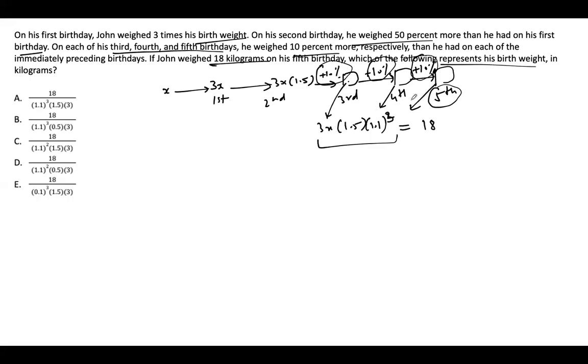Which of the following represents his birth weight, which is X? So 18 divided by 3 into 1.5 into 1.1 cube. So this is wrong, and this is also wrong. This is the correct one: 18 over 1.1 cube, 1.5.